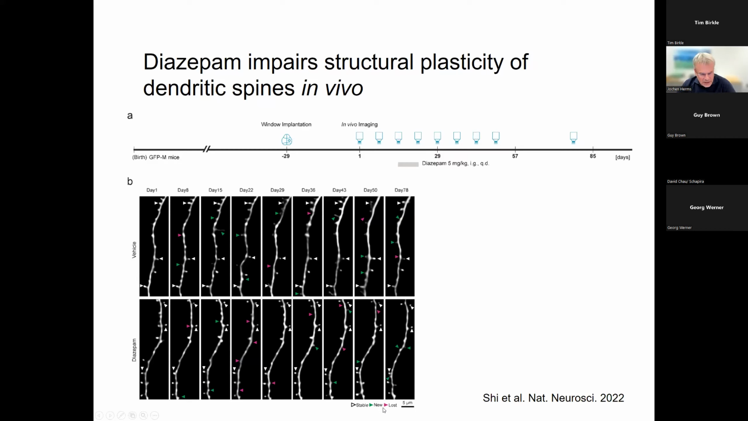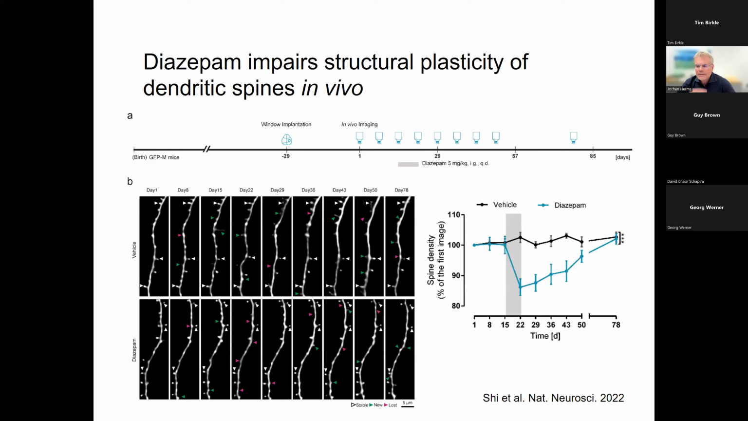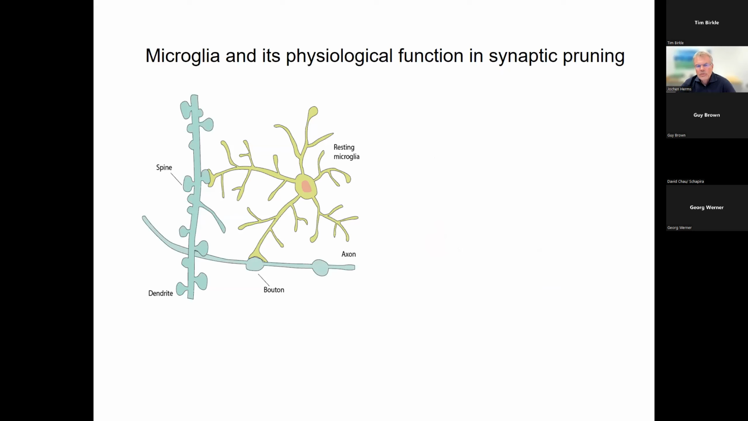Of course, looking at it, you need to do the quantification, and the quantification reveals that the spine density, which is stable in the vehicle group over time, does drop with the application of diazepam over a week on a daily basis. So there's about a 10% reduction of spine density with the application of diazepam. So we believe that diazepam affects the function of microglia in synaptic pruning. Microglia stay in contact with dendritic spines.